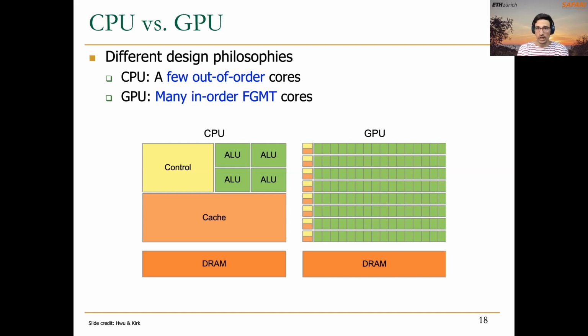Besides the processing elements themselves, we also see differences in terms of how much area or how much space in the die is devoted to control, to internal on-chip caches, etc. We will normally see much larger caches, for example, in CPUs than in GPUs, even though the cache size, as we have seen in the A100 and the H100 GPUs, has increased a lot in recent years.